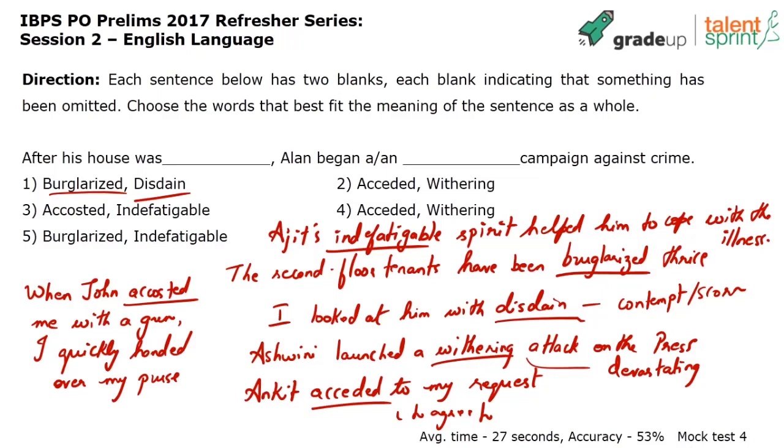After his house was, definitely it can't be acceded. It can't be accosted. The only two options are, I have to choose between 1 and 5. So after his house was burglarized, Alan began a disdain campaign or an indefatigable campaign. It's understood that it has to be option 5, right? Against crime. He began an indefatigable campaign against crime. So once you know the meanings of these words, yes, but otherwise also, you can quickly narrow your options. Tireless. Yeah? Okay.